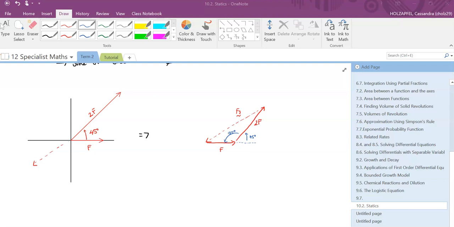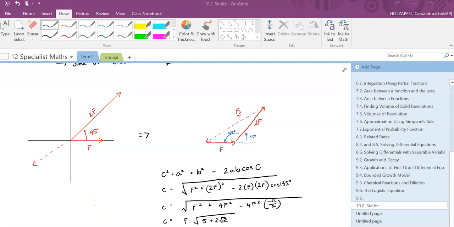Okay, so we can see pretty clearly that this is not going to be a right angled triangle, so we're not going to be able to use Pythagoras' theorem to solve. However, I do know the length of 2 of my sides, so I know this length here F, and I know this length here 2F. I also know this angle in here. So I'm going to use the cosine rule to determine the length of this third vector here. So substituting the values I know into my cosine formula, the length of this third side here, or the magnitude, is going to be equal to F multiplied by root 5 plus 2 root 2.